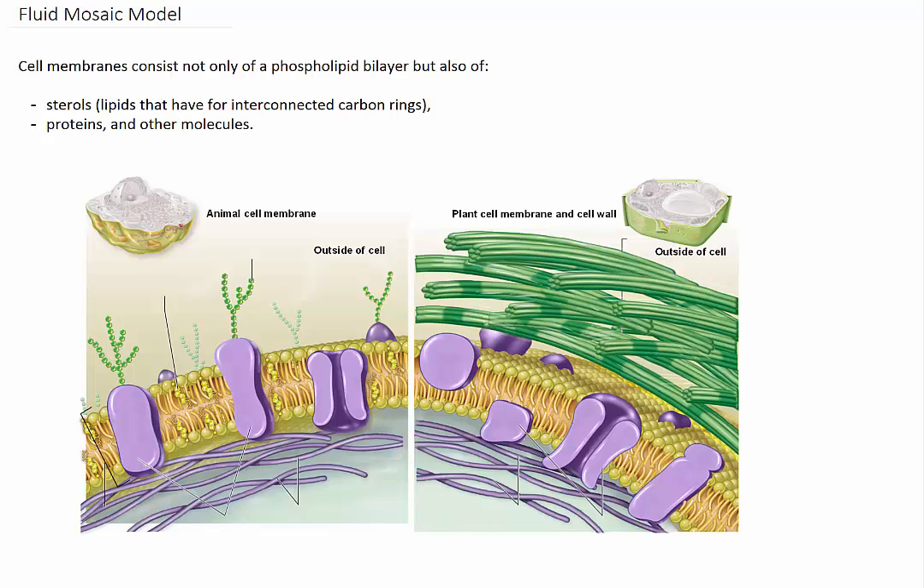Cell membranes consist not only of a phospholipid bilayer, but also of sterols, which are lipids that have four interconnected carbon rings, proteins, and other molecules. So cell membranes have a phospholipid bilayer as the base, but embedded in that you also have sterols, proteins, and other molecules. And as such, the cell membrane is often referred to as a fluid mosaic.